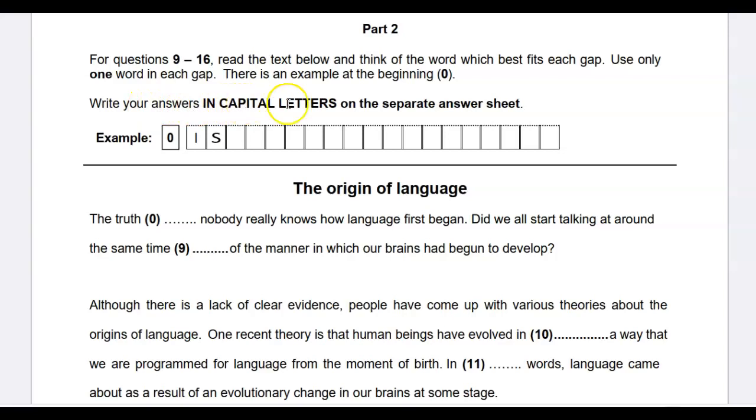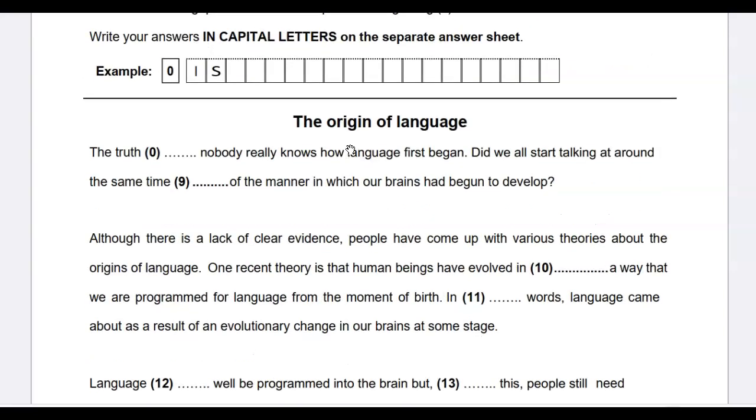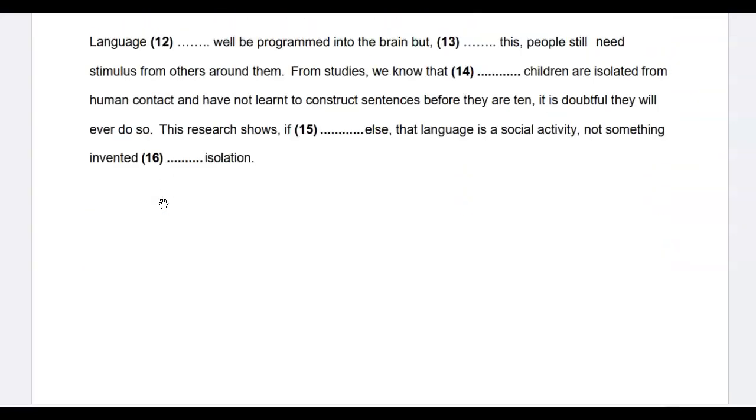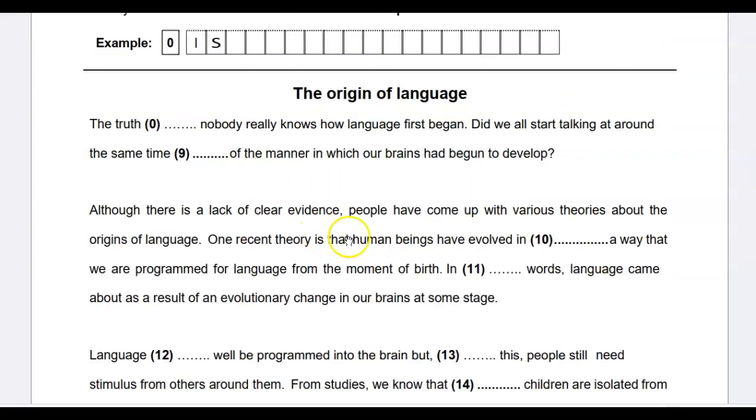Write your answers in capital letters. In this case, you can use lowercase or capital letters as you want. And then number 9, and so on. Okay, you are going to read the text and you are going to find one word that best fits according to this context.